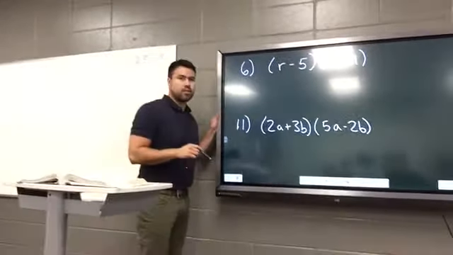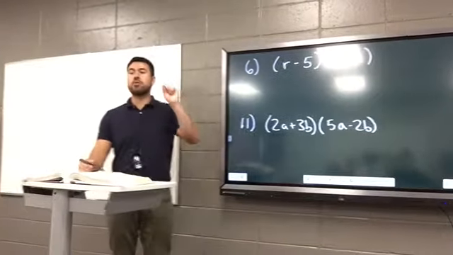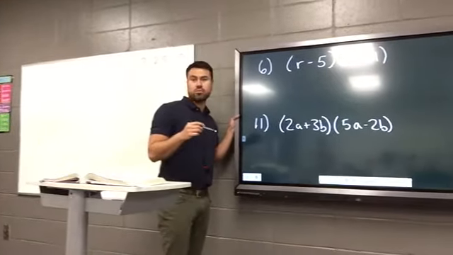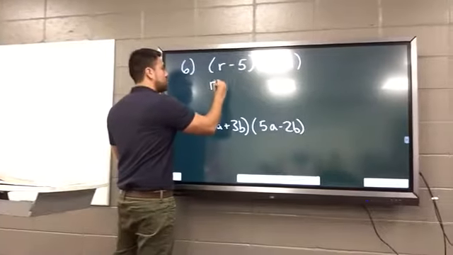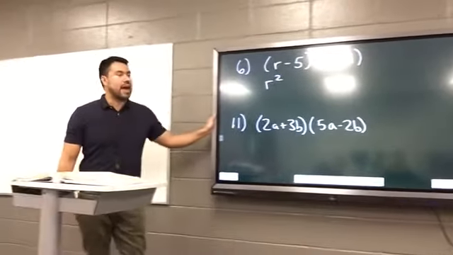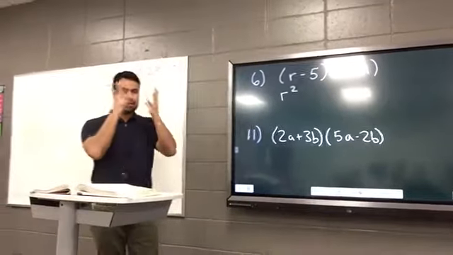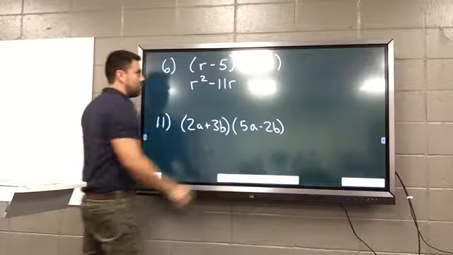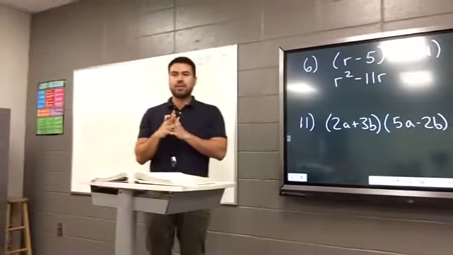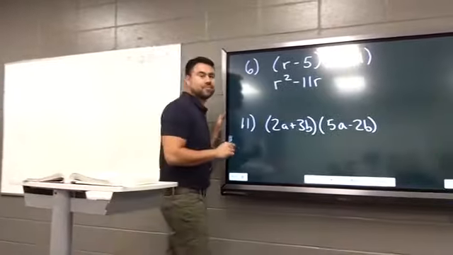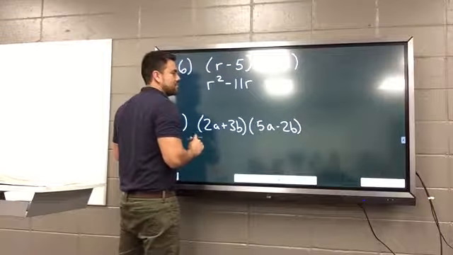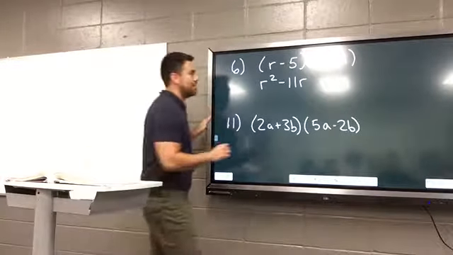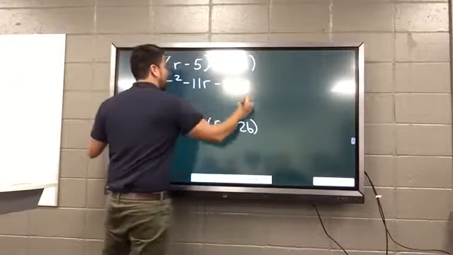With number 6, using FOIL, what are the first terms multiplied together going to give me? I want to know what the products are. So what are the first two terms, Lizzie? R squared. The outer terms multiplied together give me this, Beth? Negative 11R. The inner terms multiplied together give me what, Lisby? Walker? Negative 5R.